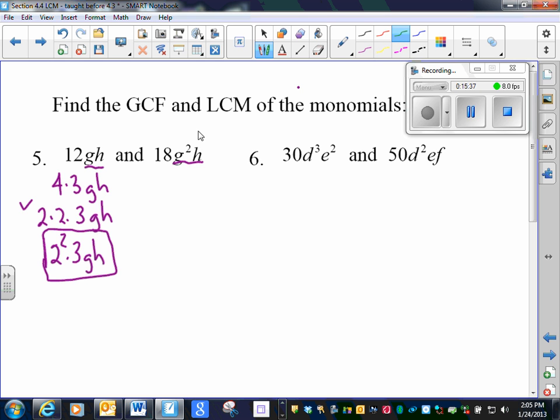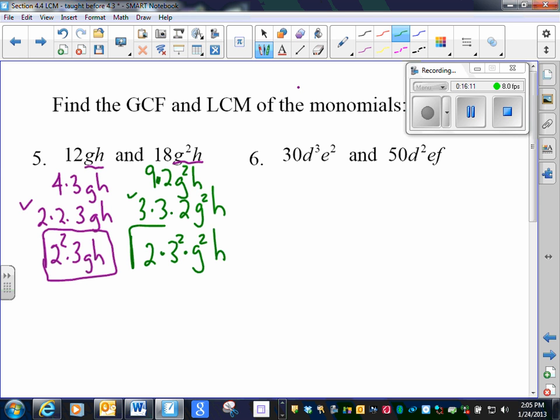18G squared H. 9 times 2, G squared H. Make your dot a little higher so that it doesn't look like 9.2 like mine did. 9's not prime, I can't stop. 3 times 3 times 2, G squared H. 2 times 3 is 6, times 3 is 18. I can get back to the number I need to. I'm going to write the smallest base first. 2 is going to come before 3 because 2 is smaller than 3. 3 written out twice is 3 squared. I want exponential form, and I'm ready to box it up.